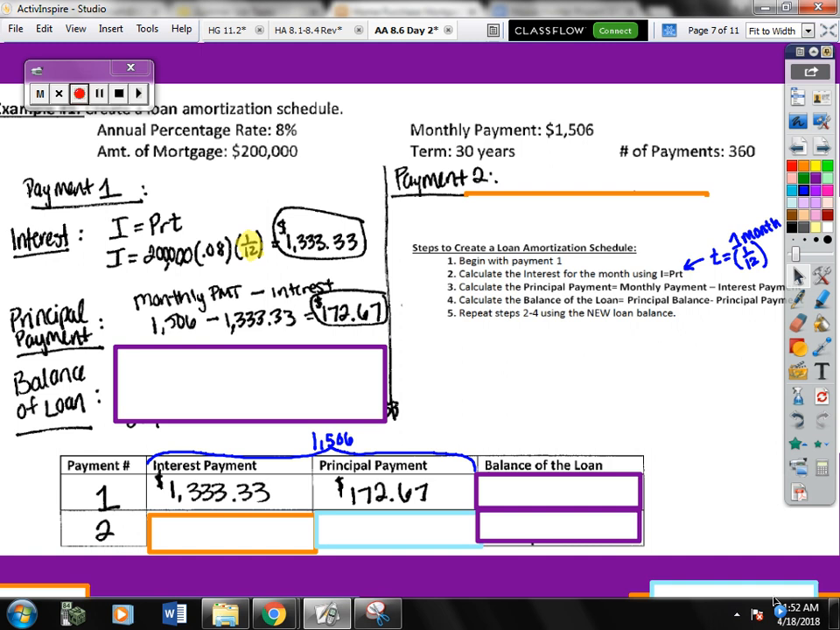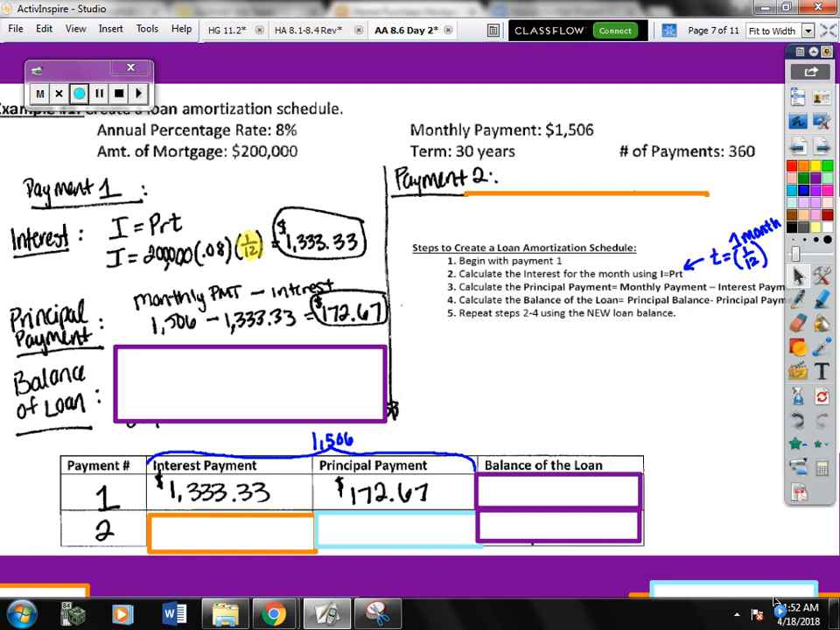All right, now to figure out the balance of the loan, remember principal payment means this is actually going towards paying off your house. This is going to the bank for letting you borrow the money. Thank you, bank. Here's what you're actually taking away from your mortgage. So unfortunately, even though you pay this every month, only this amount is getting subtracted from your loan. It stinks, especially at the beginning.